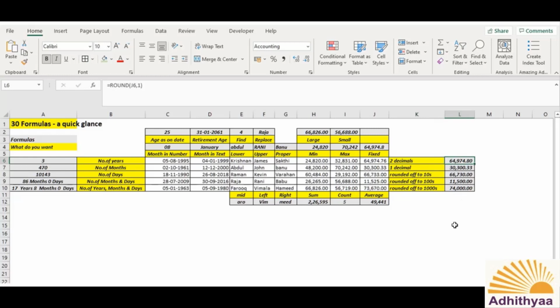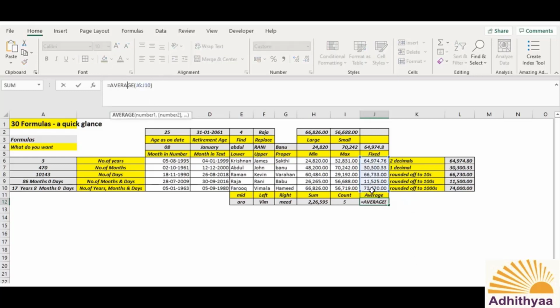Right? Okay. Similarly, you can look into this average. Average is also the average of some range of cells. The formula is equals AVERAGE and then give the total range of the cells. You will get the answer as 49441 as the average.